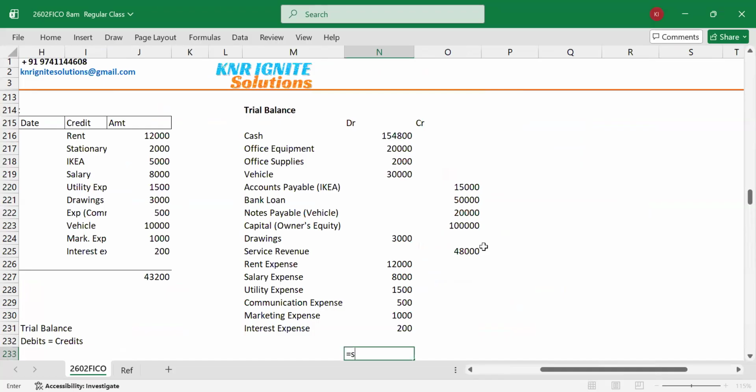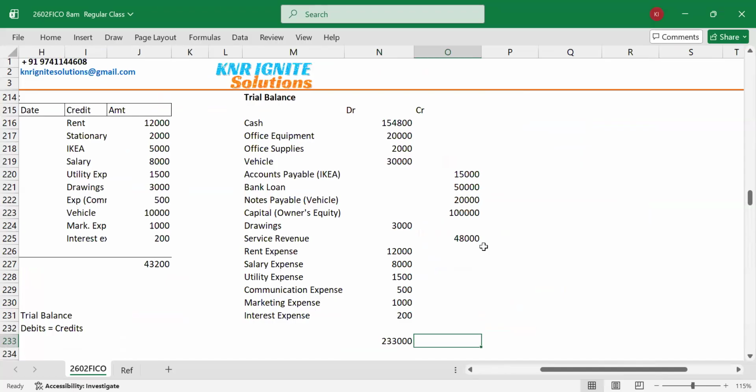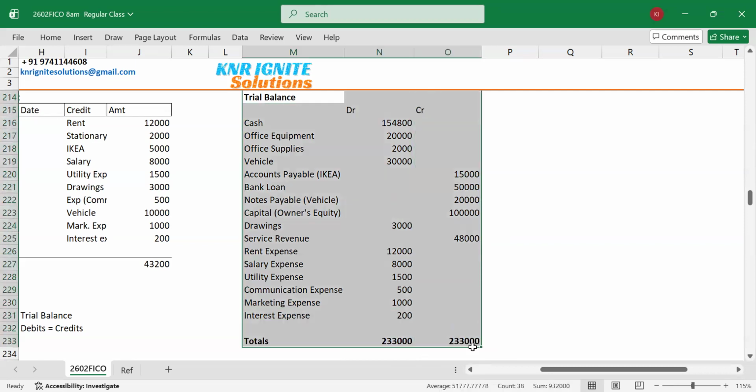Okay, let me do the sum here. Okay, this is what it is. Is it exactly matching, debits equal to credits for me? Right? All debits are equaling credits. My trial balance is correct now. Trial balance is just a point where you confirm whether all the transactions are recorded correctly or not.